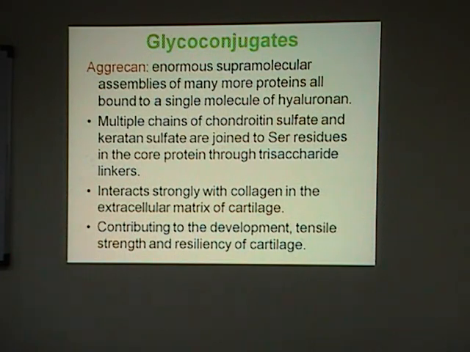Actually, when there is formation of a particular structure, there is need of arrangement of molecules in bundles. For that, aggrecan is useful, contributing to the development, tensile strength and resiliency of cartilage. Cartilage is elastic, and there should be many molecules together in a bundle. For that, aggrecan is useful.